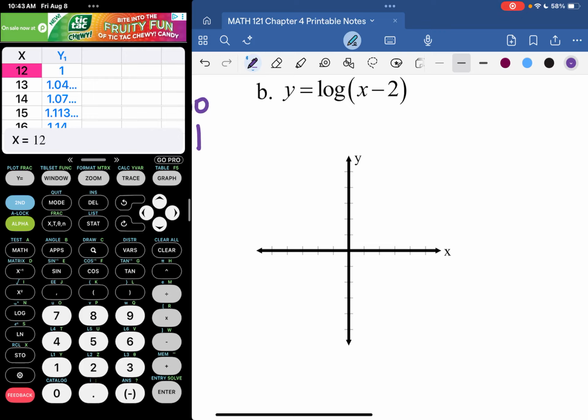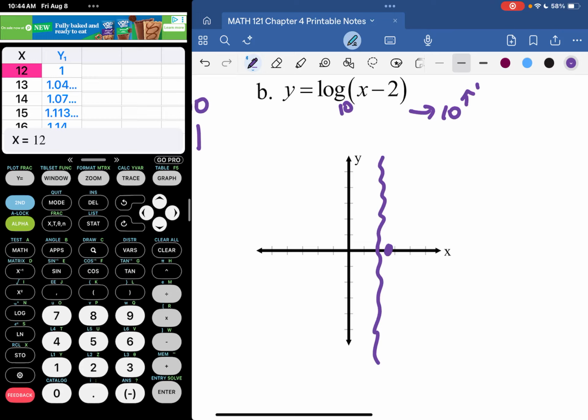So we're going to go to the right 2 and put an asymptote. It's going to be 1 away, and then it's 10. You go over 10 and up 1 from your asymptote. So it'll be at 12. Let's just say that's 12 and up 1. So we're just going to kind of cheat just a little bit.